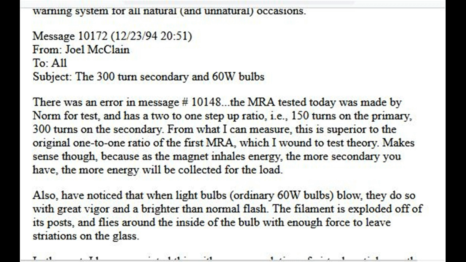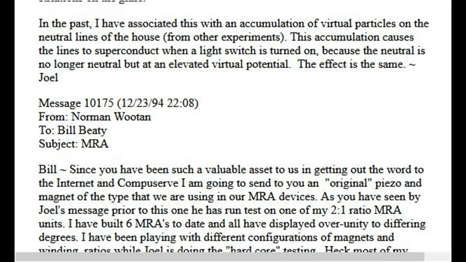In the past, I have associated this with an accumulation of virtual particles on the neutral lines of the house, from other experiments. This accumulation causes the lines to superconduct when a light switch is turned on, because the neutral is no longer neutral but at an elevated virtual potential. The effect is the same.